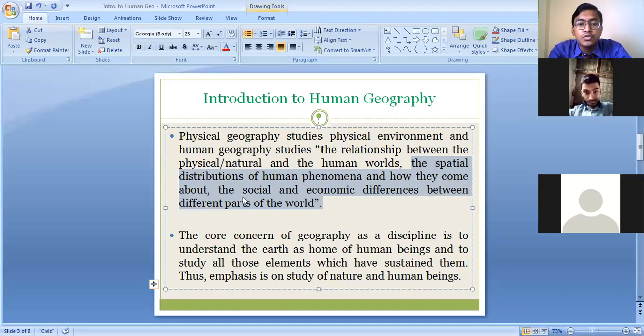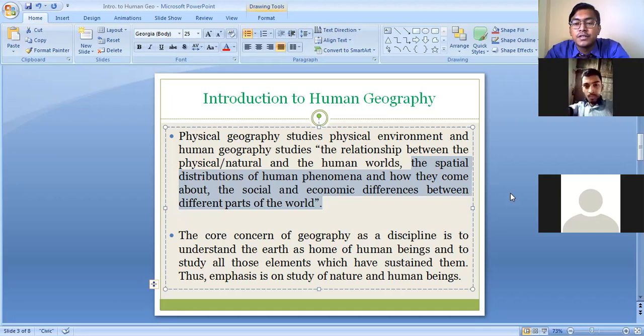Even the social and economic differences between different parts of the world: we can see there's a huge difference in the social and cultural setup of different countries. Some countries are far ahead in terms of economic development, whereas many countries are lagging behind, isn't it? So the work of human geography is to study the causes responsible for such variation, and also to find solutions to mitigate such economic differences.